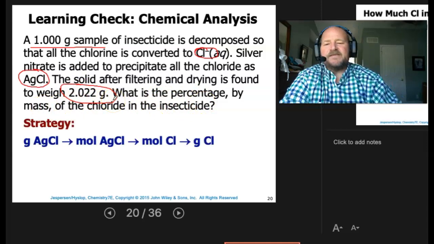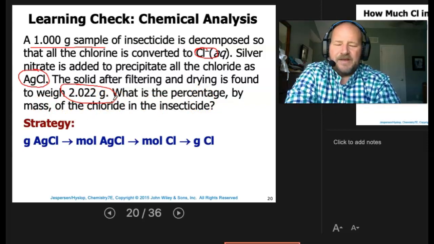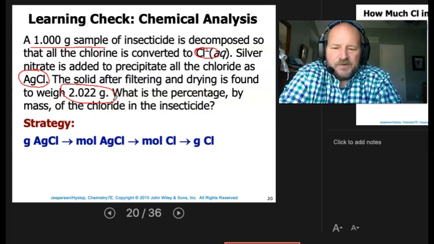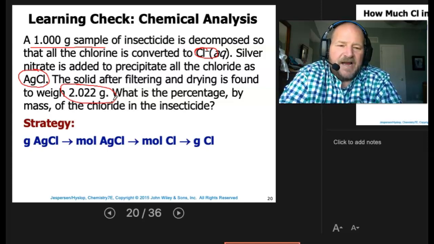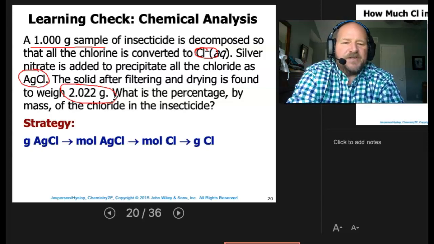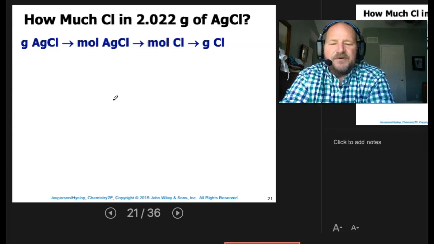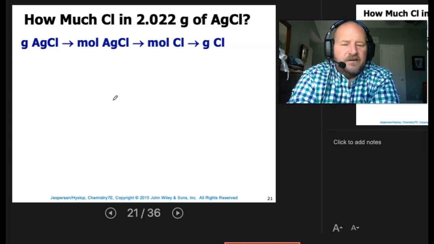Okay, so we're going to take the mass of silver chloride, and turn that back into moles of silver chloride. That's going to tell us how many moles of chlorine, which is going to tell us the mass of the chlorine. We'll have the mass of the chlorine, we know the mass of the sample, so we can figure out the percentage. So how much chloride is in 2.022 grams of silver chloride?